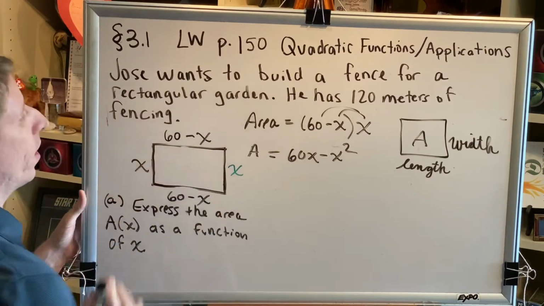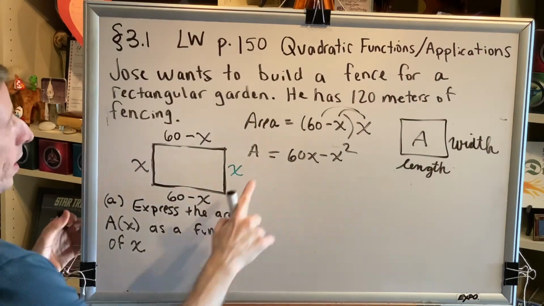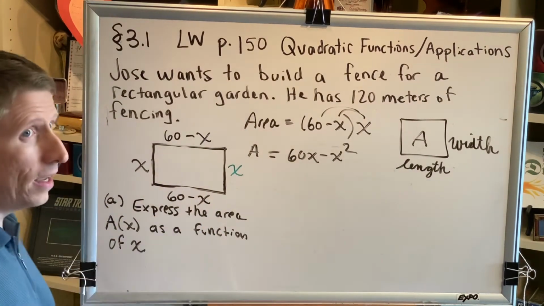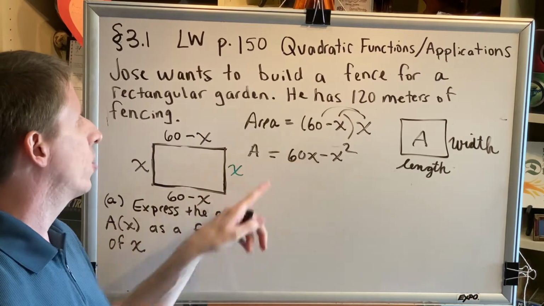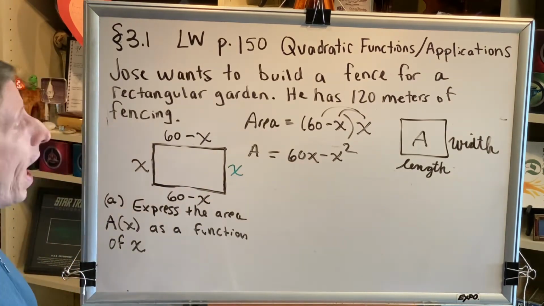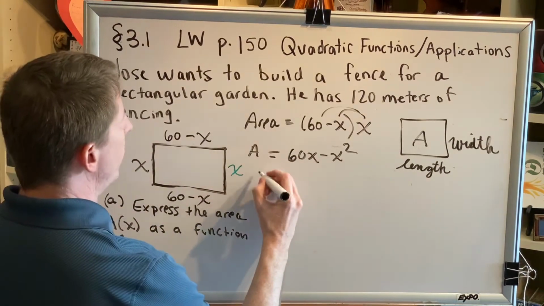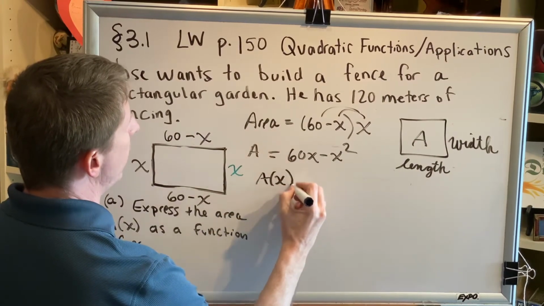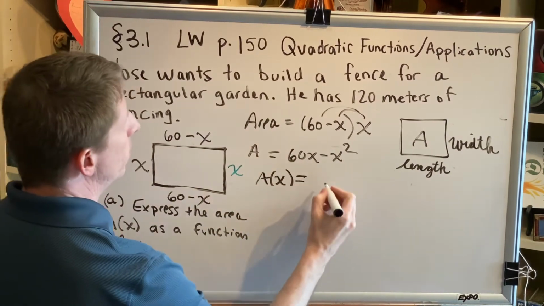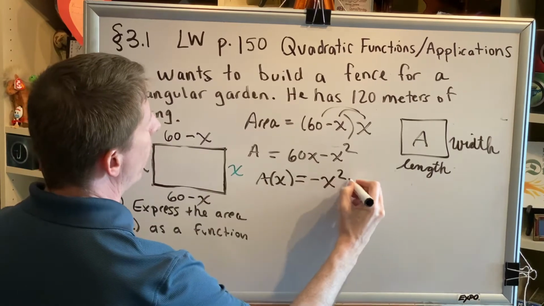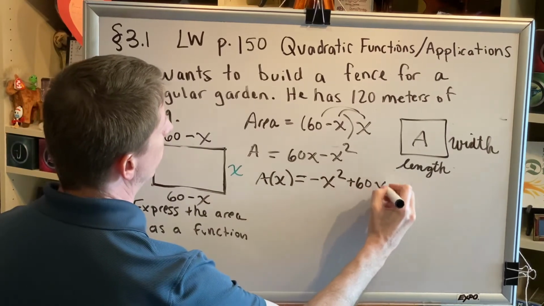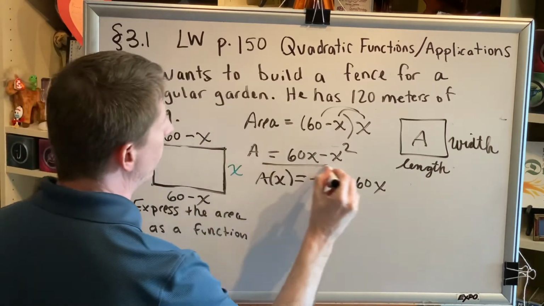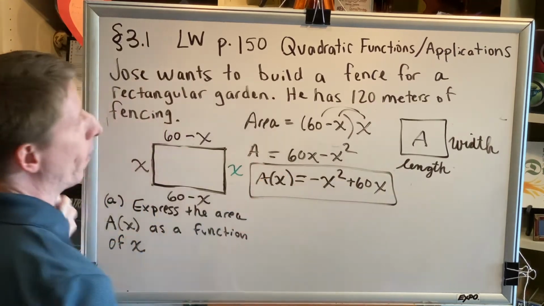And replacing area with A. Now, it just so happens that this equation is a function. For each value of x, there will only be one value of A of x. So I can write this as A of x equals, and putting my terms in descending order, I get negative x squared plus 60x. We now have something that was given to us in all other problems of this type, an equation.